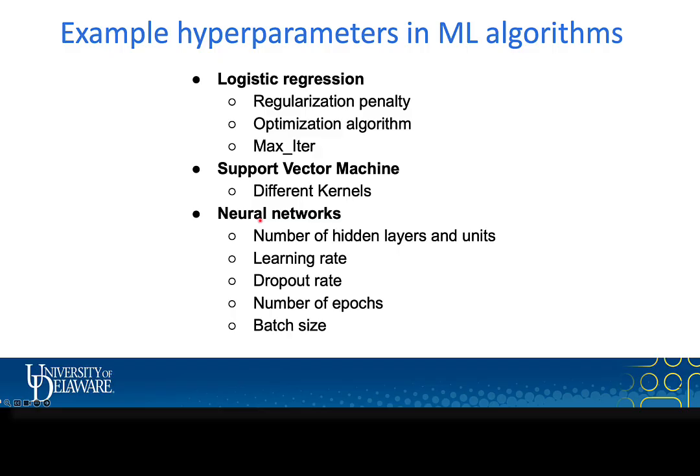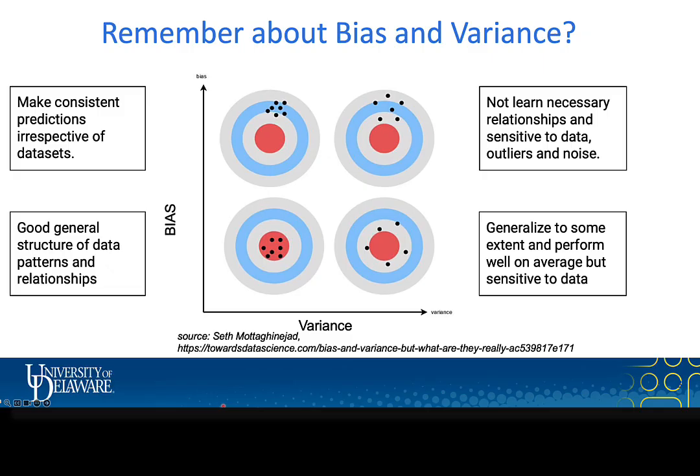Here is a list of examples of hyperparameters that are applied to the different machine learning algorithms and that you may encounter during the tutorials or exercises. We're not going to go over this, it's just to give you a reference in case you need to identify one for your purpose. Another concept we should review, remember, is bias and variance.